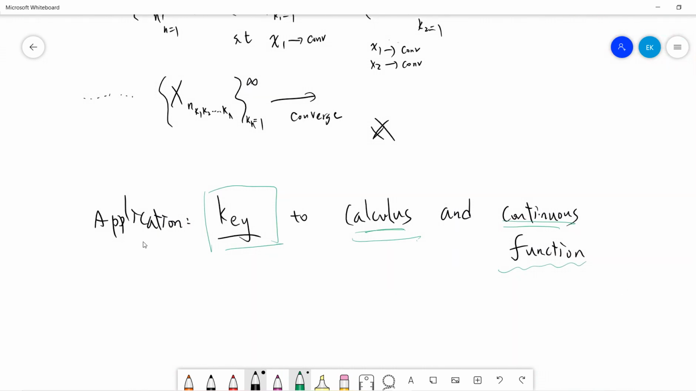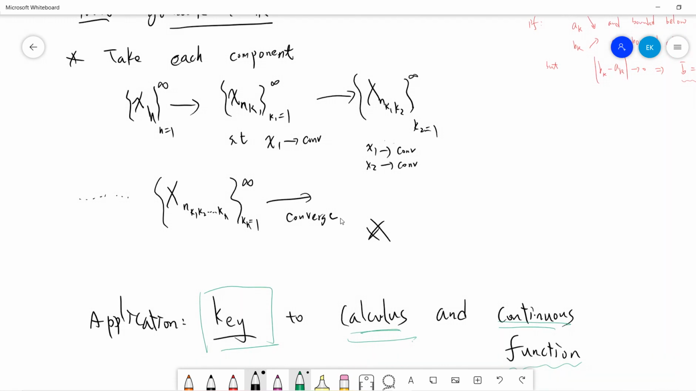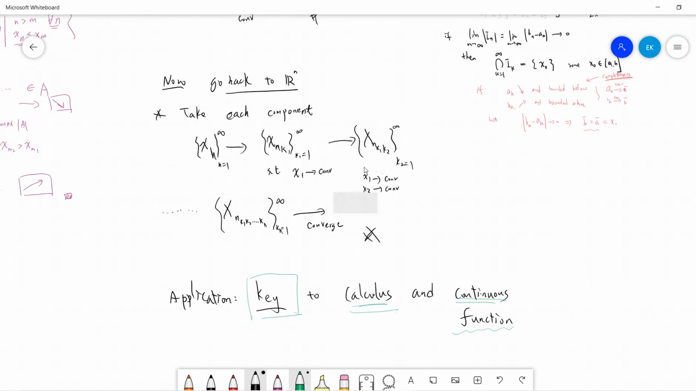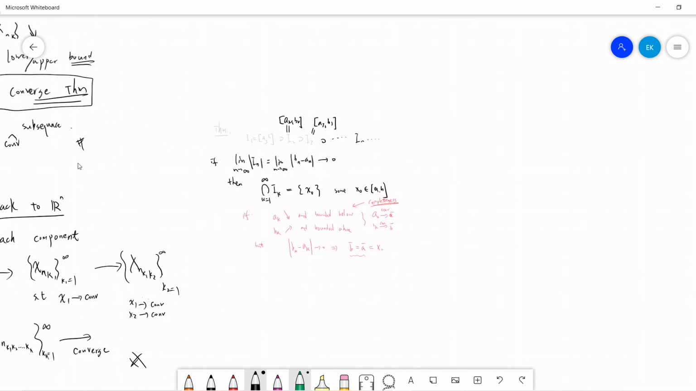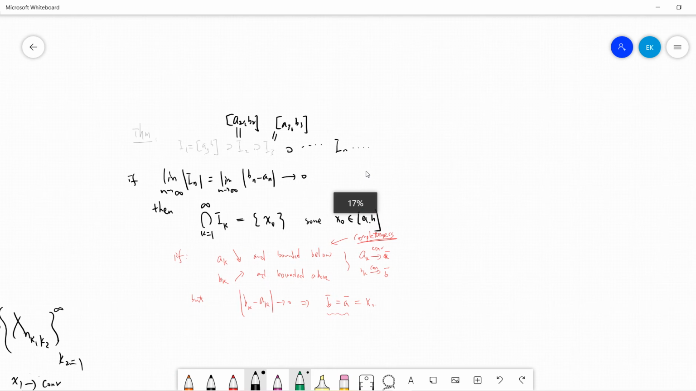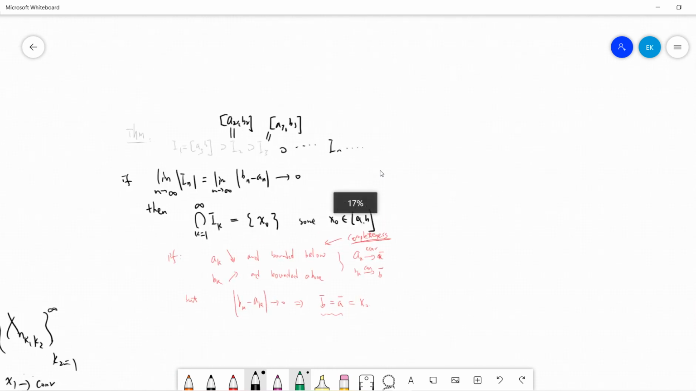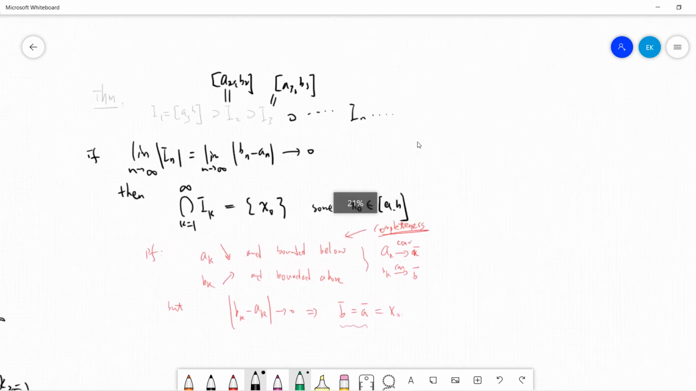In the next video, we may talk about key results in calculus and continuous functions. We can also use Bolzano-Weierstrass to prove a famous theorem called the Heine-Borel theorem. Basically, every closed and bounded set in R^n is a compact set. But let's first talk about a small application of the monotone convergence theorem, which we mentioned.